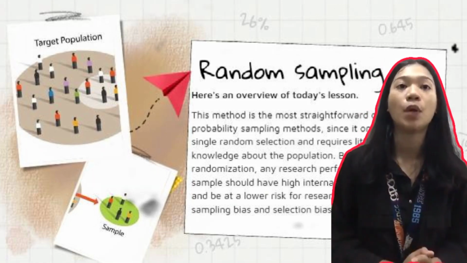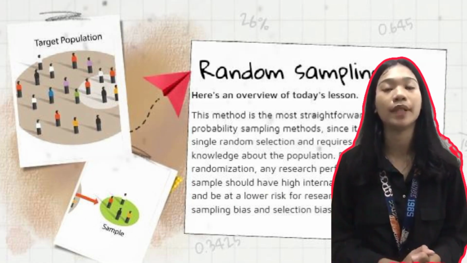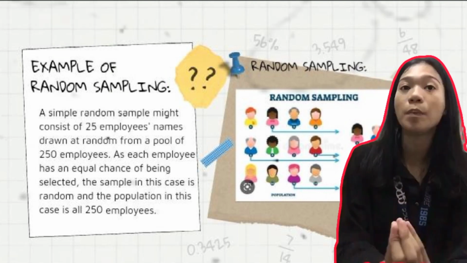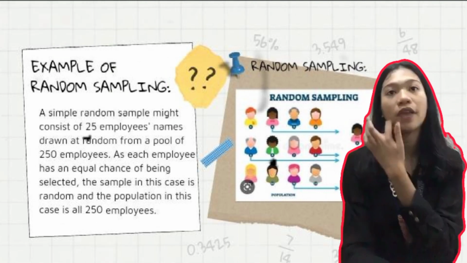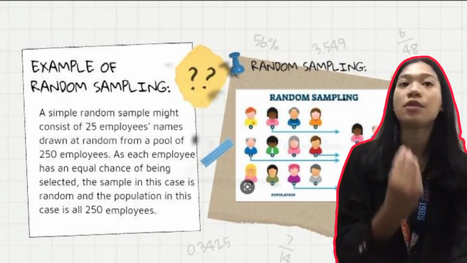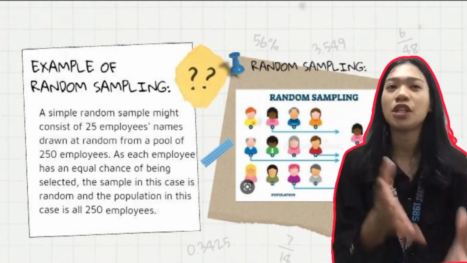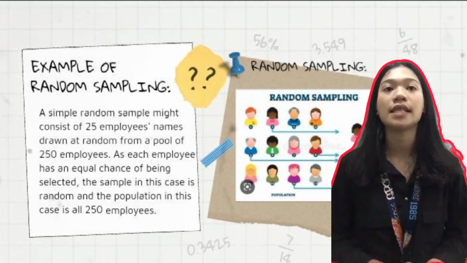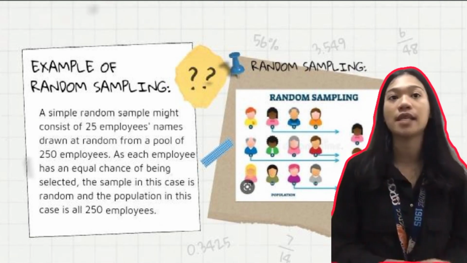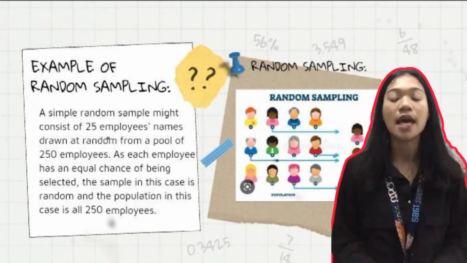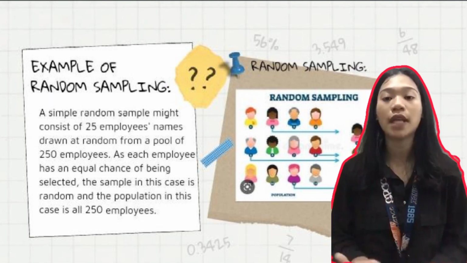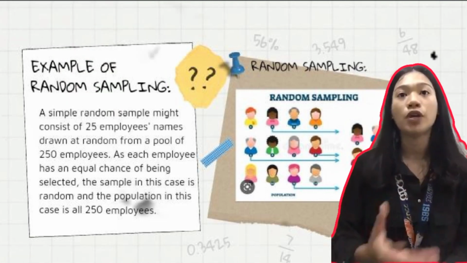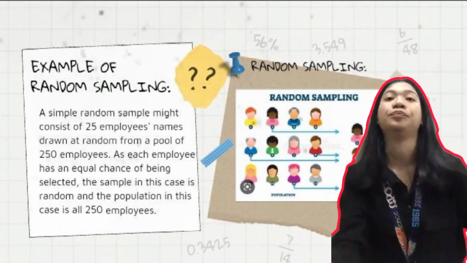And here is an example of random sampling. A simple random sample might consist of 25 employees' names drawn randomly from a pool of 250 employees. As in, each employee has an equal chance of being selected. The sample in this case is random and the population is the 250 employees. That means sa 250 na employees, merong 25 randomly na employees na pwede kang makasama sa sample.